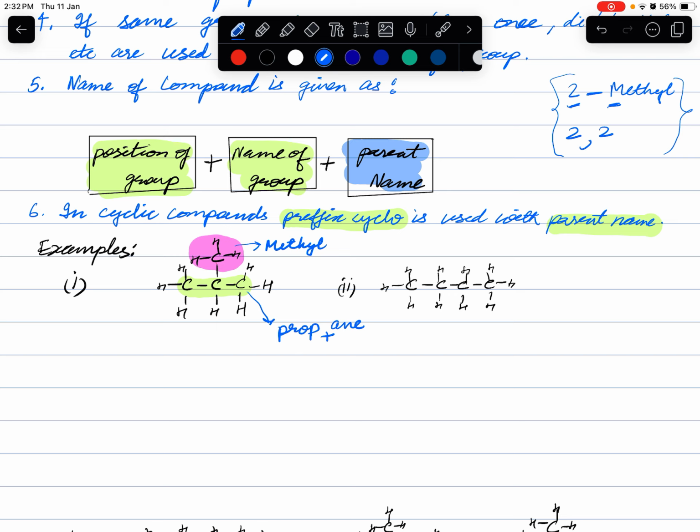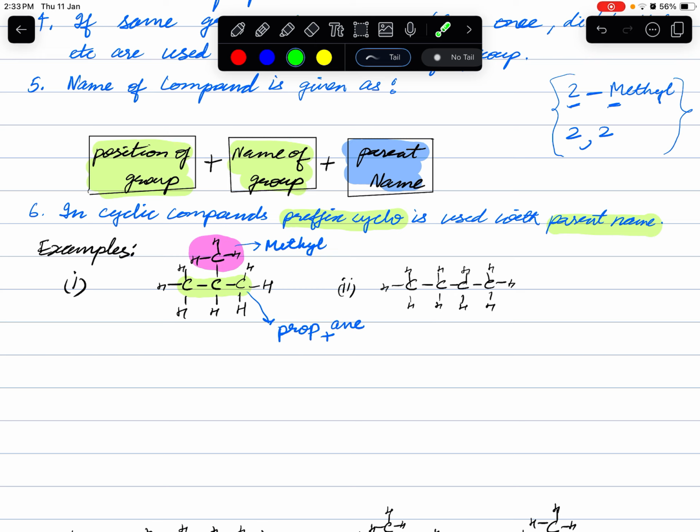So the name of the compound here will be the name of the group and the parent name. In this case, we will not write down the position. Why? Because there is only the middle carbon where we can have this branch. If the branch is here, it will become a straight chain, or if it is here, then it will become a straight chain. So the only possibility is the middle carbon. Therefore, no need to write down the position of the group.